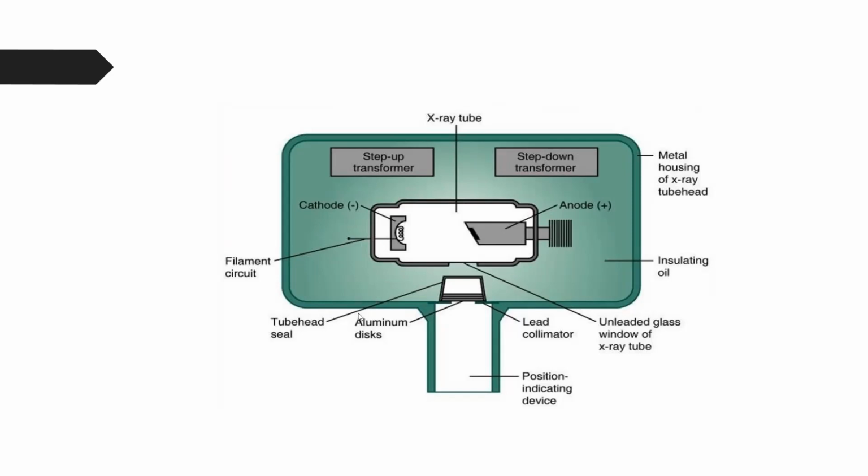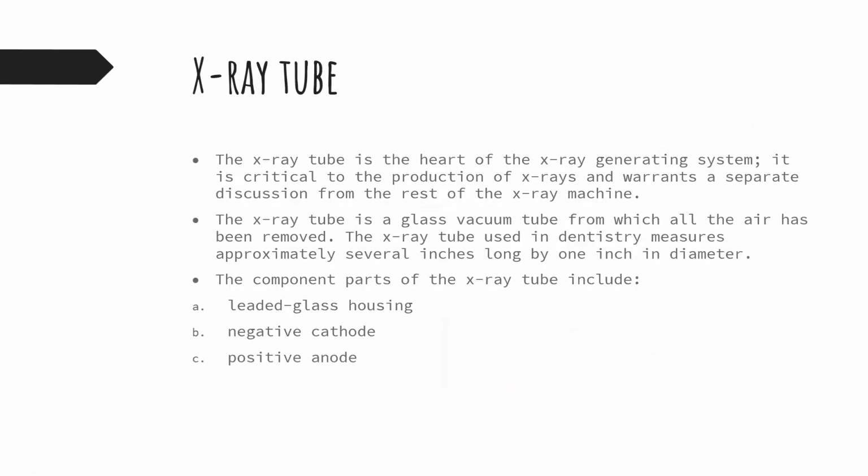So we have the tube head seal. This ensures that the X-rays only pass through this area, right? Or it seals the oil into place in the X-ray tube, right? We have the unleaded glass window, and this is where the X-rays exit. Now, even though a lot of X-rays are produced, only 1% of them actually exit the X-ray tube, all right. Everybody with me so far? Any questions?